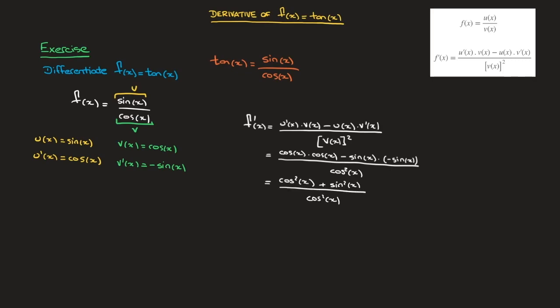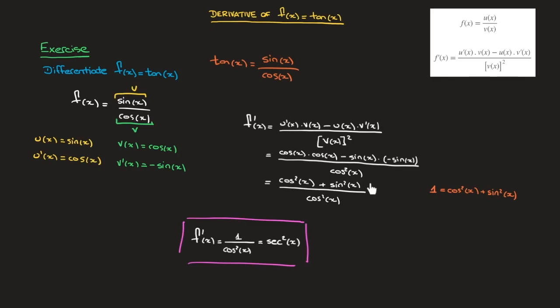Alright, we're nearly done, but we're now faced with two options. One of those options is to use the fact that 1 is equal to cosine squared of x plus sine squared of x, which allows us to state that the entire numerator just equals 1. We can state that f dash of x is equal to 1 over cosine squared of x. We could also write that as secant squared of x, or sec squared of x. Done. That's the first option.